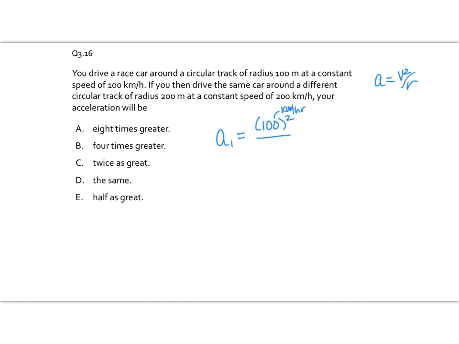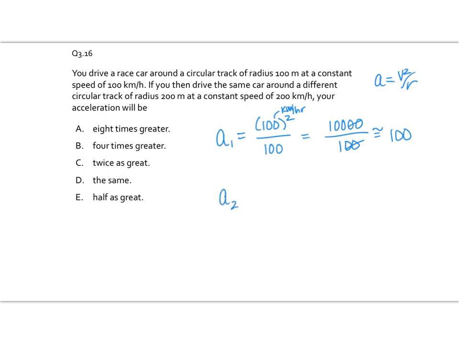Changing them into new units is not gonna change our results. So the first track has a radius of 100 meters. The car's going 100 kilometers per hour. So we have 100 squared. So 100 squared is 10,000. And we get rid of that. And so this is about 100. It's not really in good units, but this is what we're measuring.